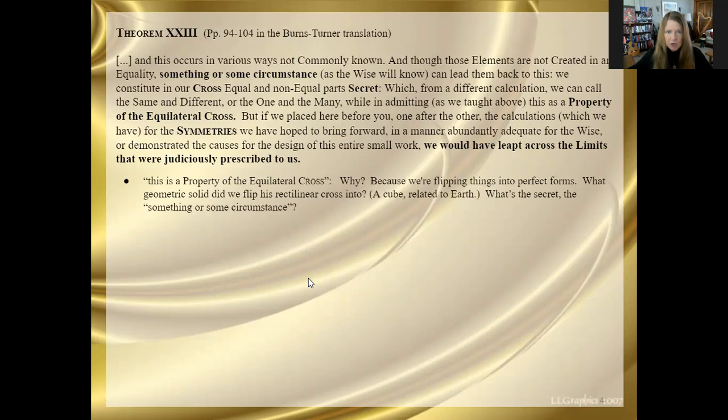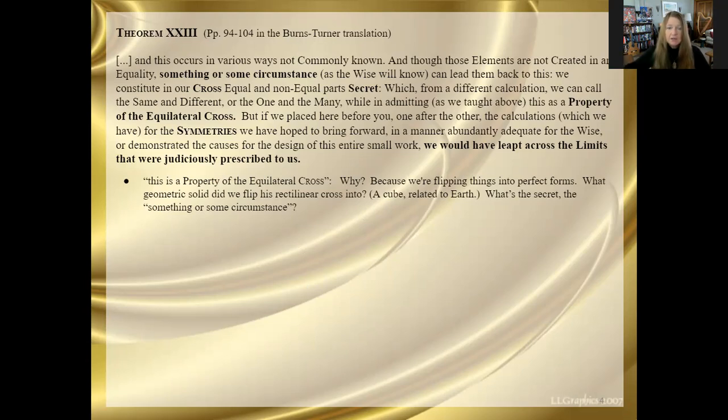So, his property of the equilateral cross. What are some of the properties of the equilateral cross that we've talked about? It's a property of the equilateral cross that allows it to be flipped into so many perfect forms like he did, particularly because now we're shifting sort of from Kabbalistic thought to sacred geometry, and the final fusion in his course of study would probably be bringing those together. But remember, you had the rectilinear cross, right?